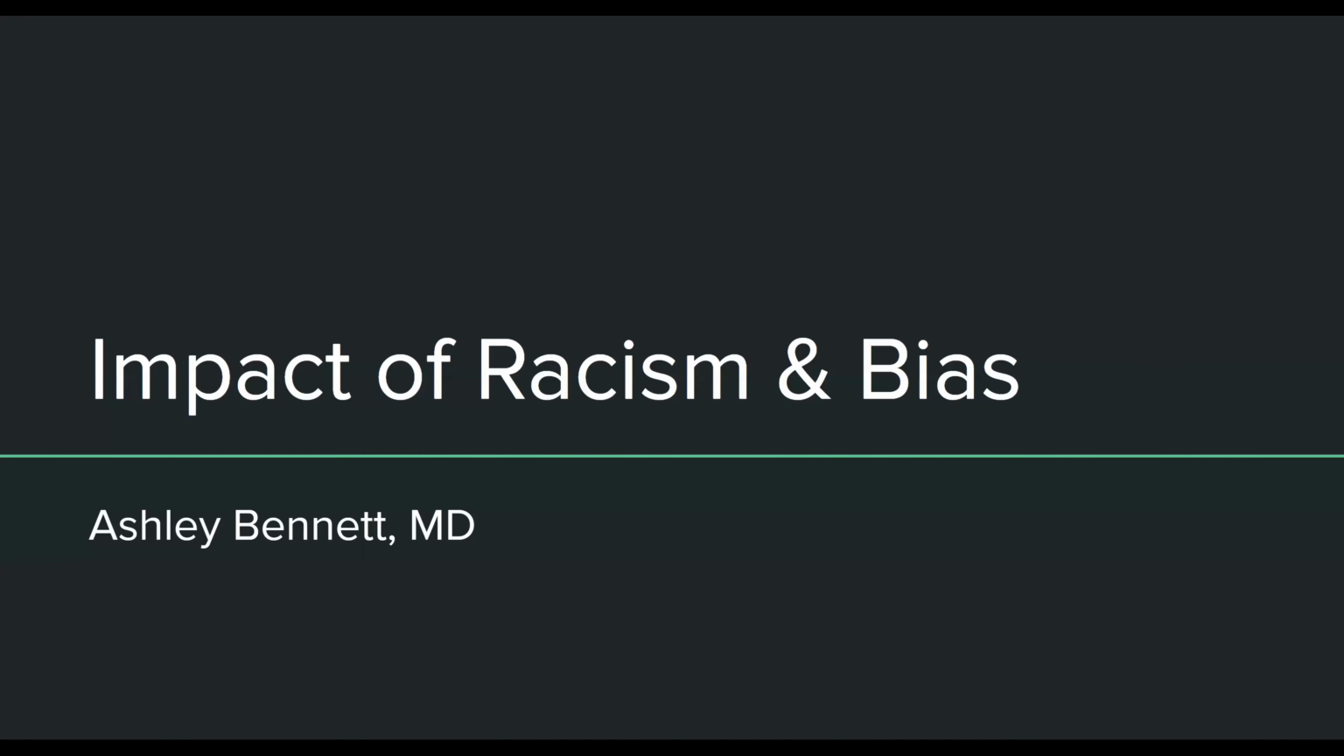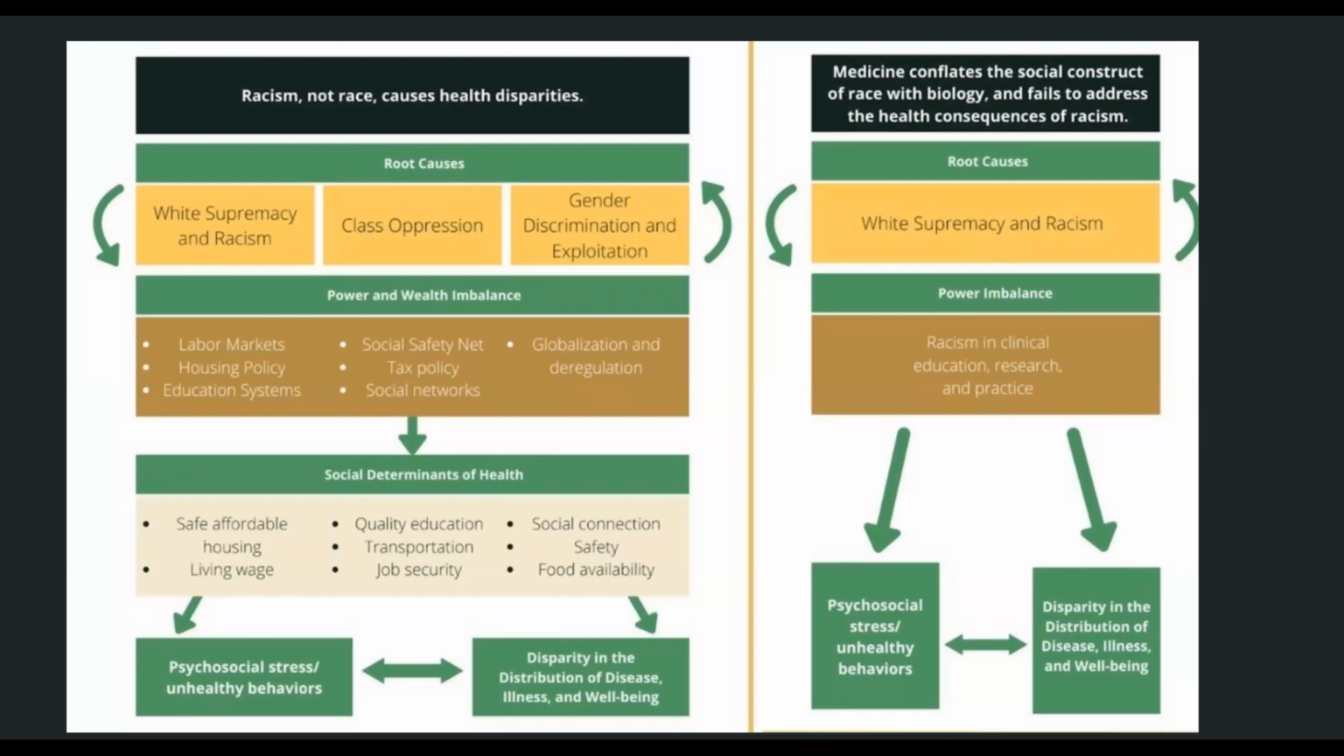So we're going to talk a little bit about the mechanisms behind some of the racial health inequities. And as we're talking, I want to make it very clear that we are talking about racism, not race. In the United States, health inequities due to race are largely due to both structural and interpersonal racism.